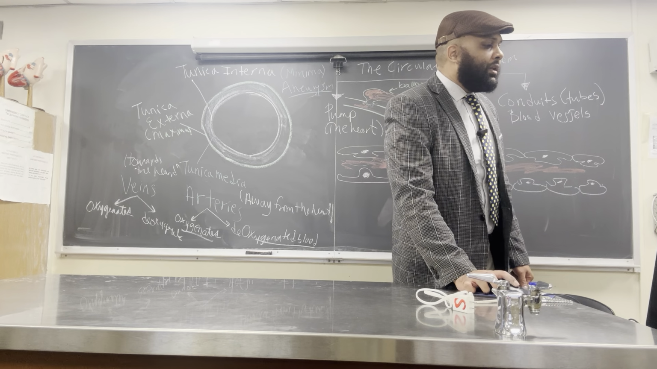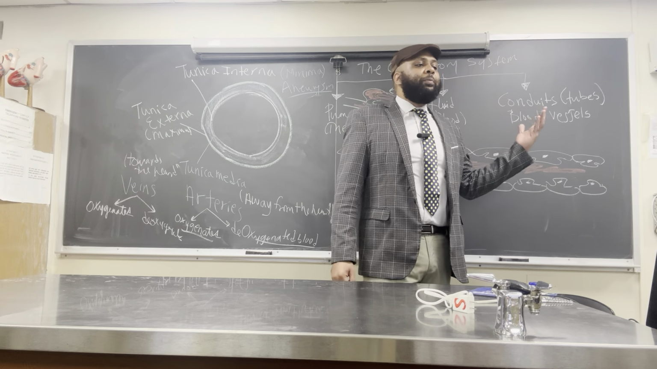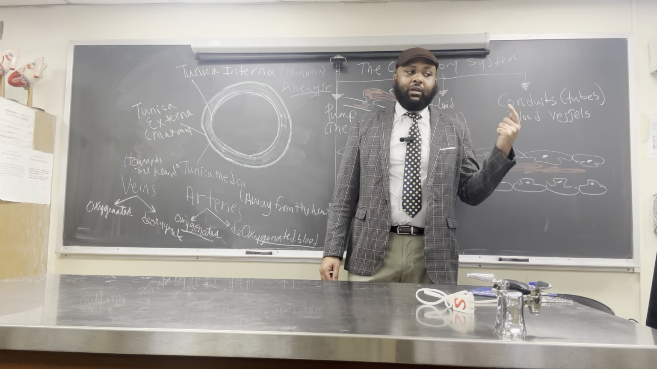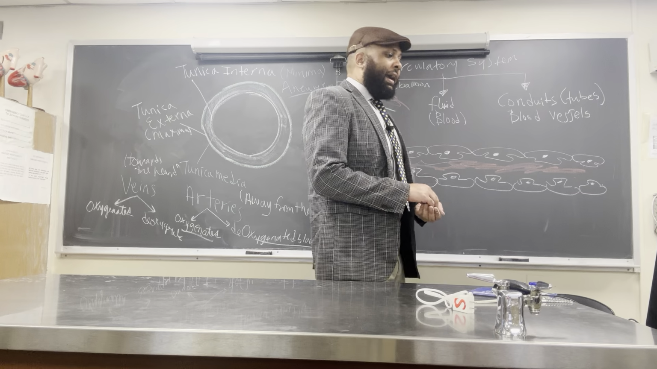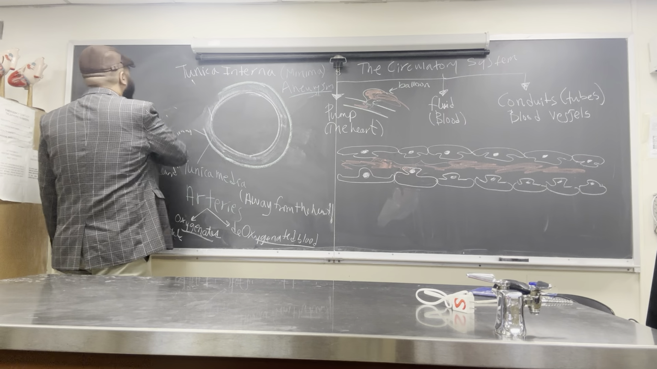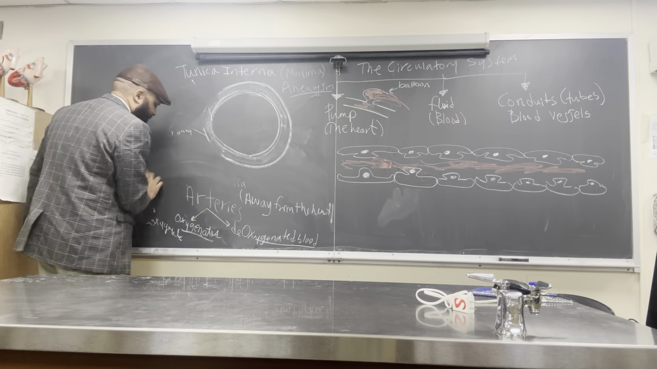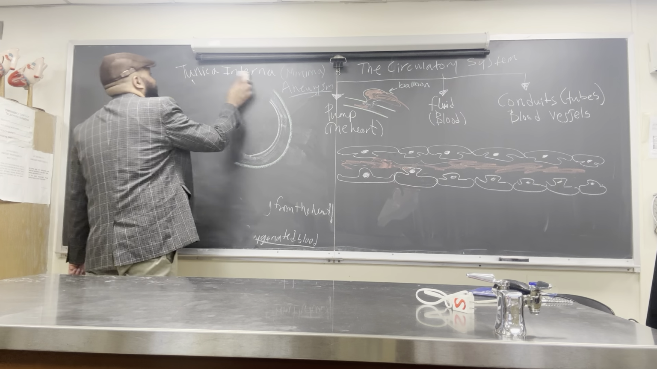So let's now go to the slides. There are three principal categories of blood vessels: the arteries, the veins, and the capillaries. Now, I haven't talked a lot about the capillaries. We only talked a lot about the arteries and the veins, but we haven't talked a lot about the capillaries. So let's now discuss these very important capillaries.